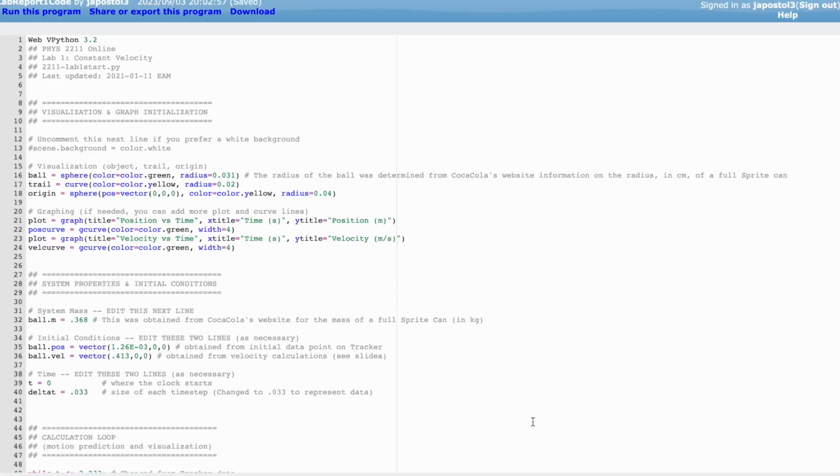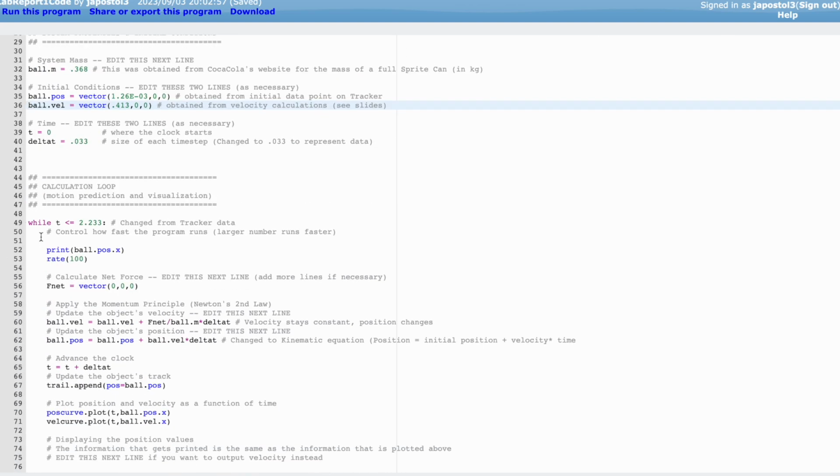For my GlowScript code, my first step was to change lines 16 and 17 so that I could change the mass and the radius to match that of a Sprite can. I got this information off Coca-Cola's website. For lines 35 and 36, I then changed the position and velocities to what I talked about originally with the initial equations. This way, the initial velocity will stay constant.